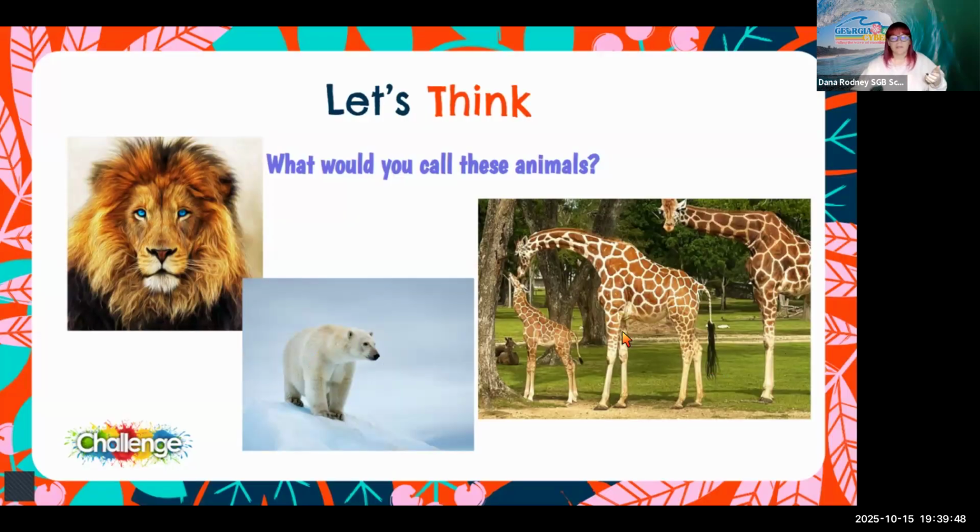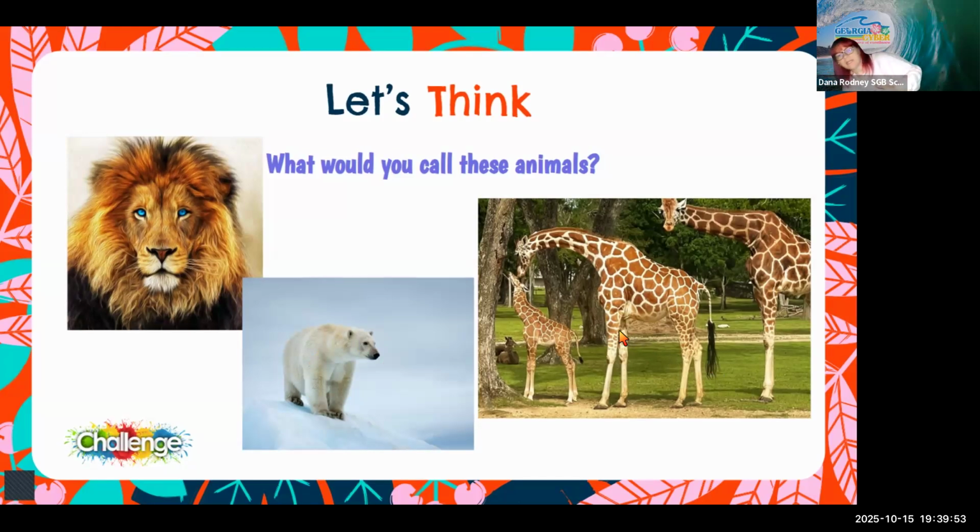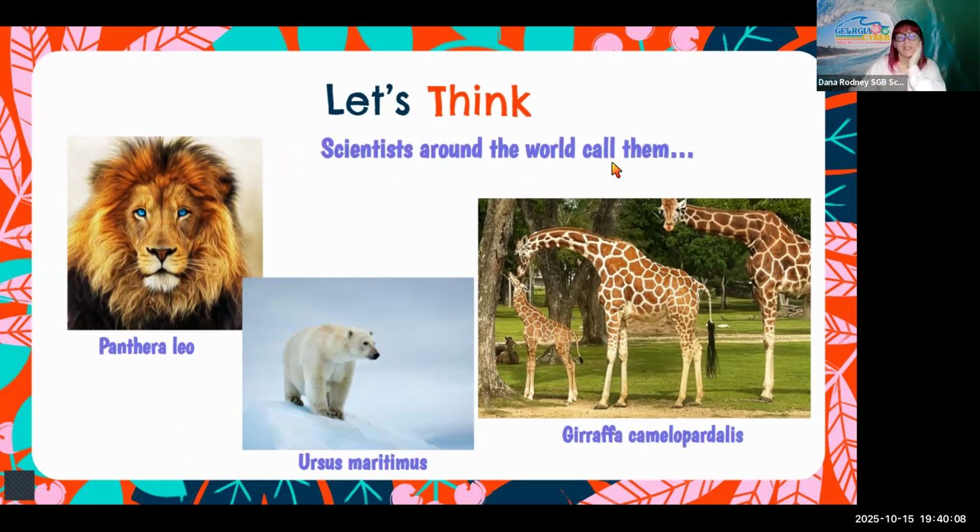All right, guys. So, what we're going to talk about now is how scientists name organisms. If you were to look at these organisms, I'm guessing you would call them a lion, a polar bear, and a giraffe. That's what I would call them. Scientists aren't going to give them those names. Scientists around the world are going to call them the following things: Panthera leo, Ursus maritimus, and Giraffa camelopardalis. Because, yes, scientists have to name everything weirdly.